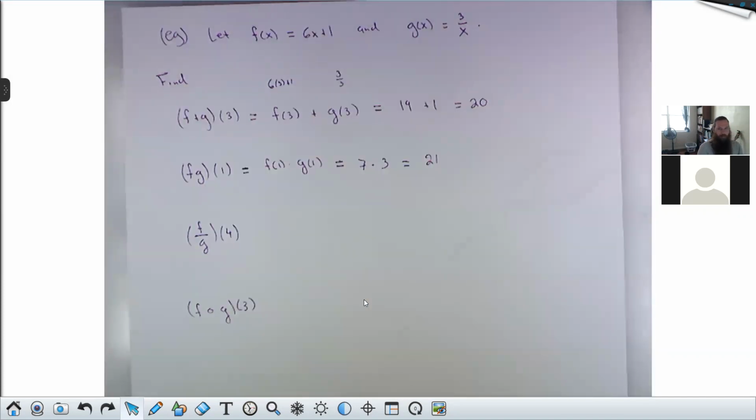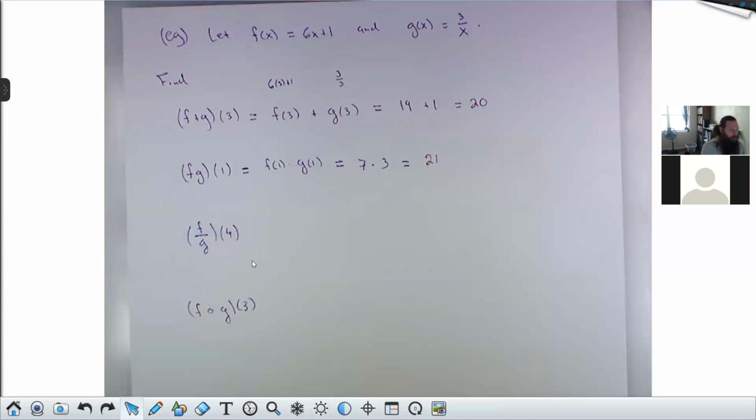I promise I'm not doing anything clever here. The next one isn't likely to be 22. It just worked out that way. But yeah, we just follow the definition. So F times G of anything is F of that thing times G of that thing. Here the thing is 1. So F times G of 1 is F of 1 times G of 1. F of 1 is 7, because when you plug 1 into F of X, you get 7 out. G of 1 is 3, because when you plug 1 into G of X, you get 3 over 1, which is 3.